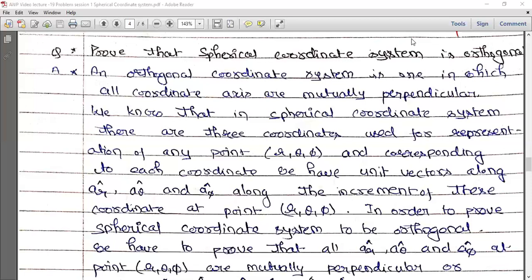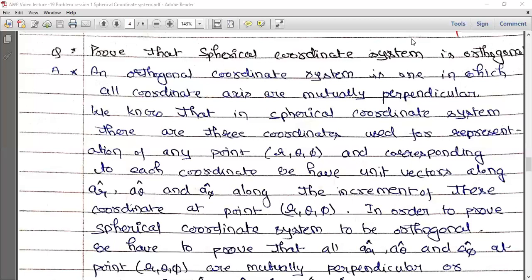Here we have to prove that the spherical coordinate system is orthogonal. That means the AR, A theta and A phi cap unit vectors for a given point are perpendicular to each other. In other words, if we can prove that AR cap dot A theta cap, A theta cap dot A phi cap, and A phi cap dot AR cap are equal to 0 for a given point, then the spherical coordinate system is orthogonal. This is because the dot product of two unit vectors is 0 only if they are perpendicular to each other.